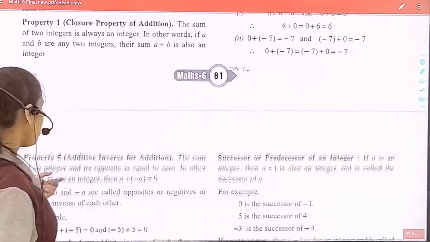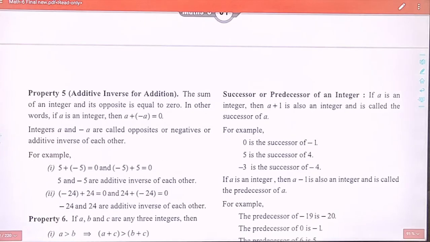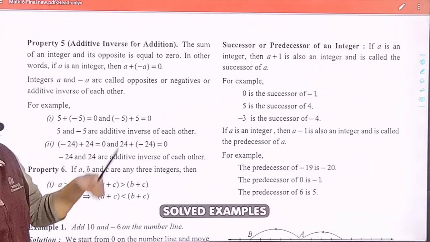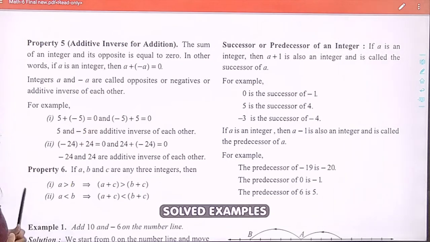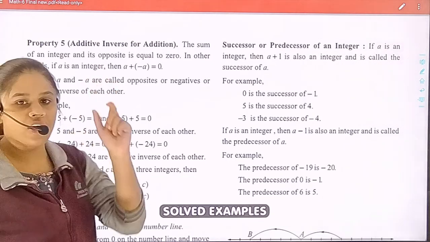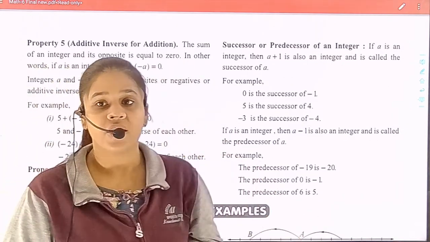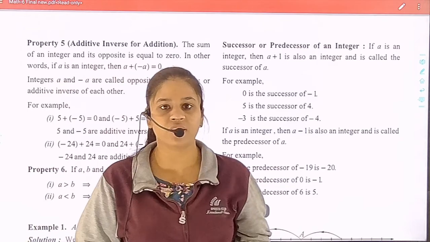Now next property, that is additive inverse for addition. The sum of an integer and its opposite is equals to 0. In other words, a क्या है? एक इंटीजर है, एक पॉजिटिव है और एक नेगेटिव नंबर है, बट बोथ द नंबर्स आर सेम, देन इट विल बी कैंसल आउट विथ 0.